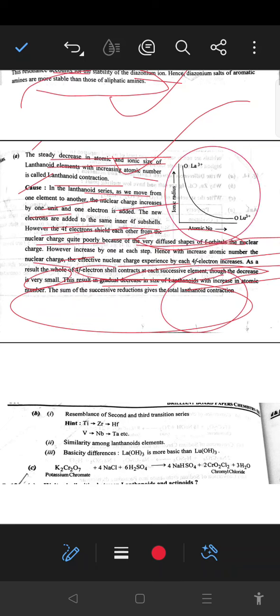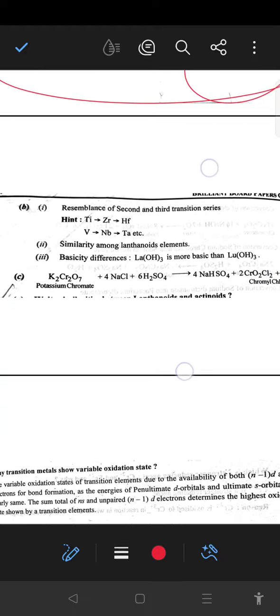This is a graphical representation. Okay, from La 3 positive to Lu 3 positive, ionic radii against atomic number. Okay. Next are the consequences.